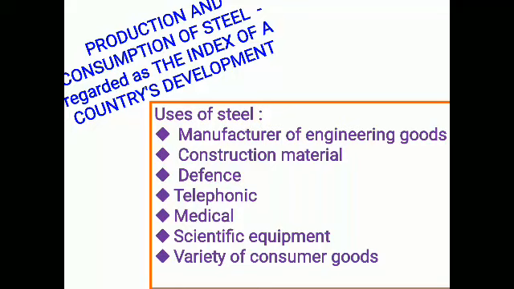As these are manufactured with the help of the iron and steel industry, the production and consumption of steel is regarded as the index of a country's development. Why is the production and consumption of steel regarded as the index of a country's development? Because the iron and steel industry is used in the manufacture of engineering goods, construction material, defense, medical equipment, scientific equipment, and a variety of consumer goods. All these industries depend upon the iron and steel industry for their basic raw material. That is why we say the production and consumption of steel is regarded as the index of a country's development.